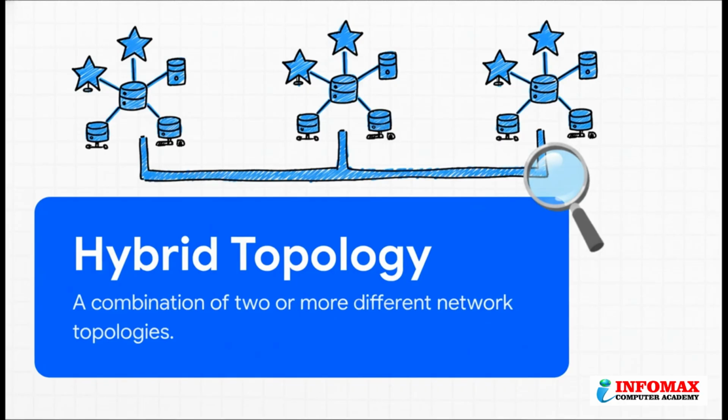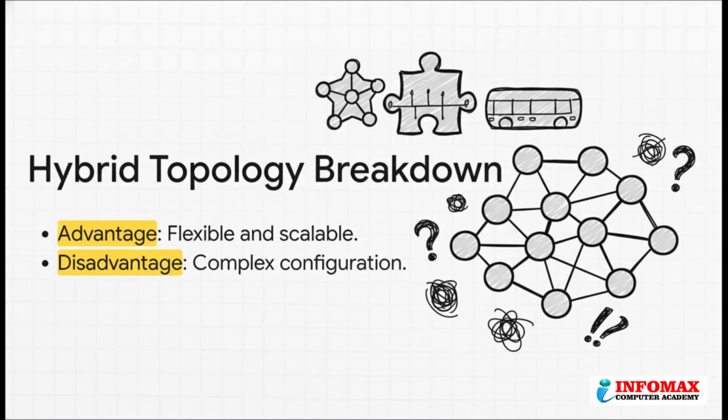So, for example, you could have a few different departments in an office, each with its own star network, and then you link all those stars together using a bus backbone. The huge win here is flexibility. I mean, you can literally build a network that's perfectly custom fit for whatever you need it to do. The catch? Well, as you can probably guess, trying to make all these different systems play nicely together can get really, really complicated, and fast.